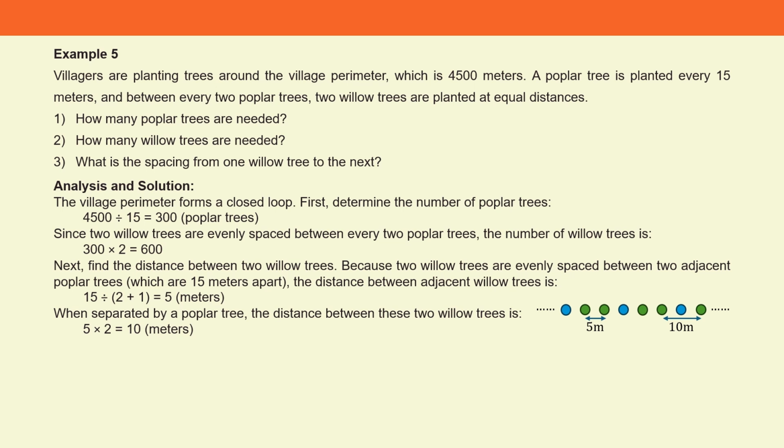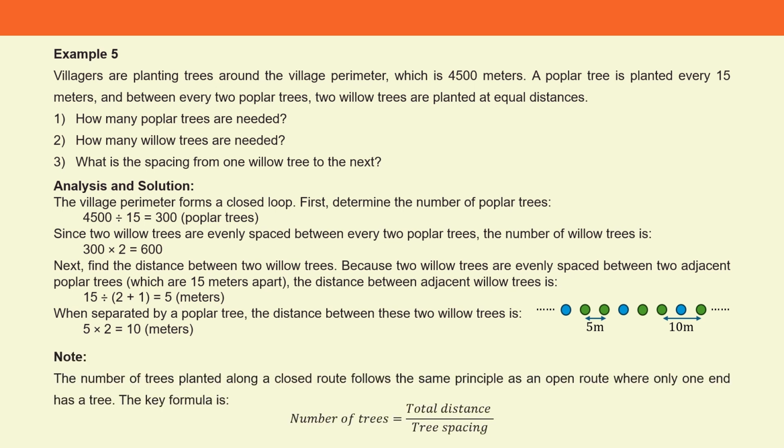Because 2 willow trees are evenly spaced between 2 adjacent poplar trees, which are 15 meters apart, the distance between adjacent willow trees is 15 divided by 3 equals 5 meters. When separated by a poplar tree, the distance between these two willow trees is 5 times 2 equals 10 meters. The number of trees planted along a closed route follows the same principle as an open route where only one end has a tree. The key formula is number of trees equals total distance divided by tree spacing.